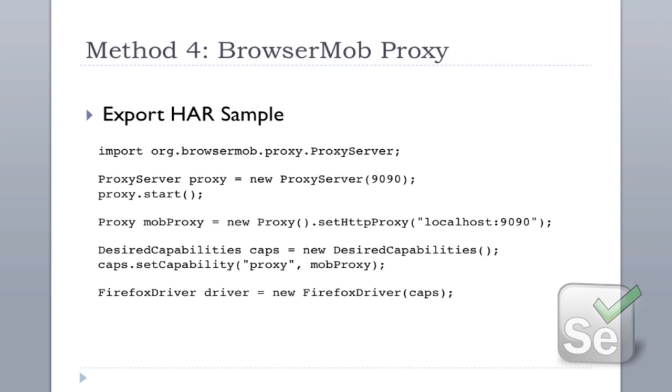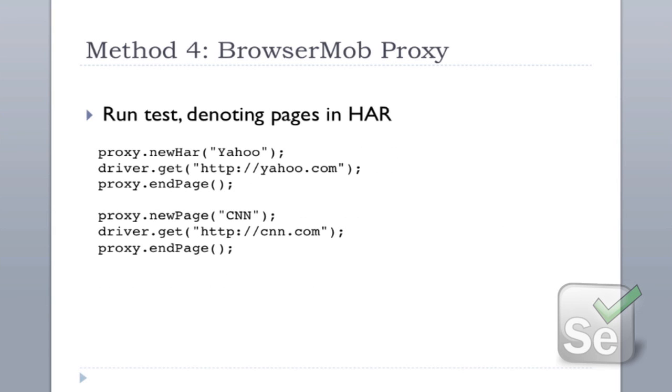Here's a code example of exporting to HAR. Basically, you create the proxy server, and then you tell WebDriver to use that proxy server when it launches Firefox. You do that through this desired capabilities API here. Then, to actually export to a HAR, you tell the BrowserMob proxy that you want to start exporting by calling proxy.newHAR. Then every time you want to create a new page, you call new page, and that will show up in the HAR file as a separate page.